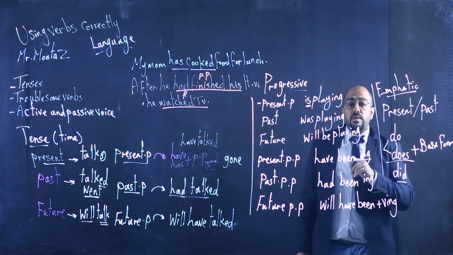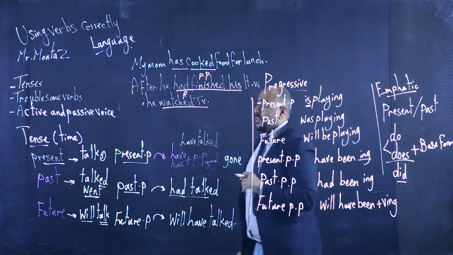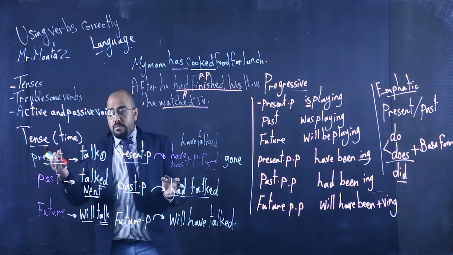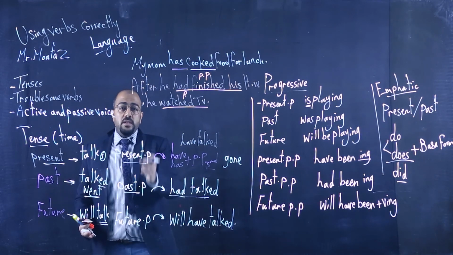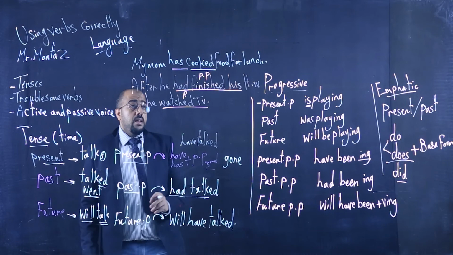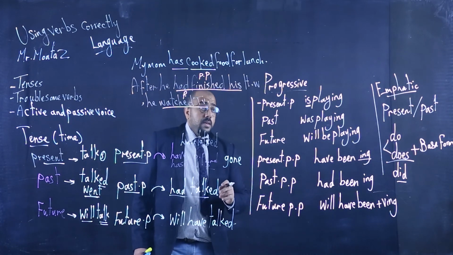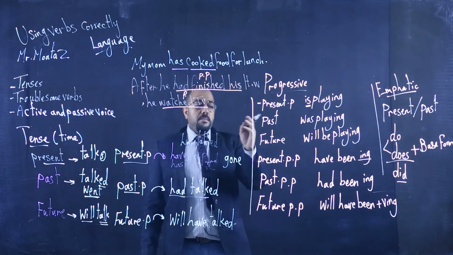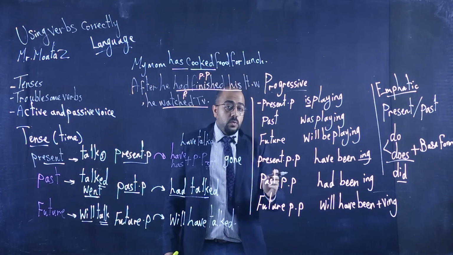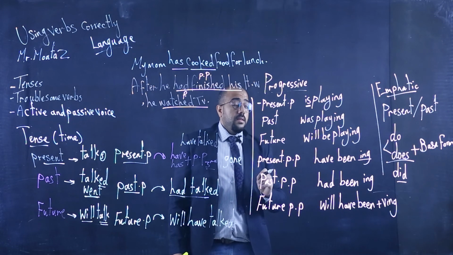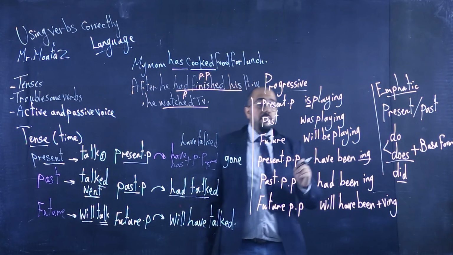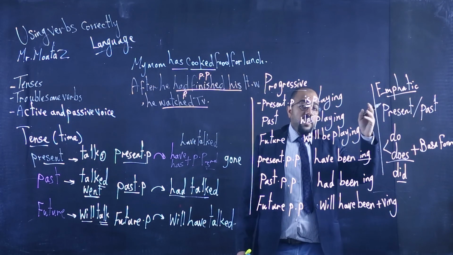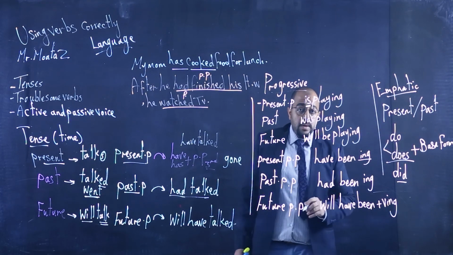So, let's review our lesson today. Today we started to talk about tenses. The six main tenses: present, past, future, and the perfect form of these. Then we came to the progressive form of these verbs, the present, the past, the future, and the perfect forms of these. Then finally, we came to emphatic verbs and how we can use the emphatic form of a verb in the present and the past.